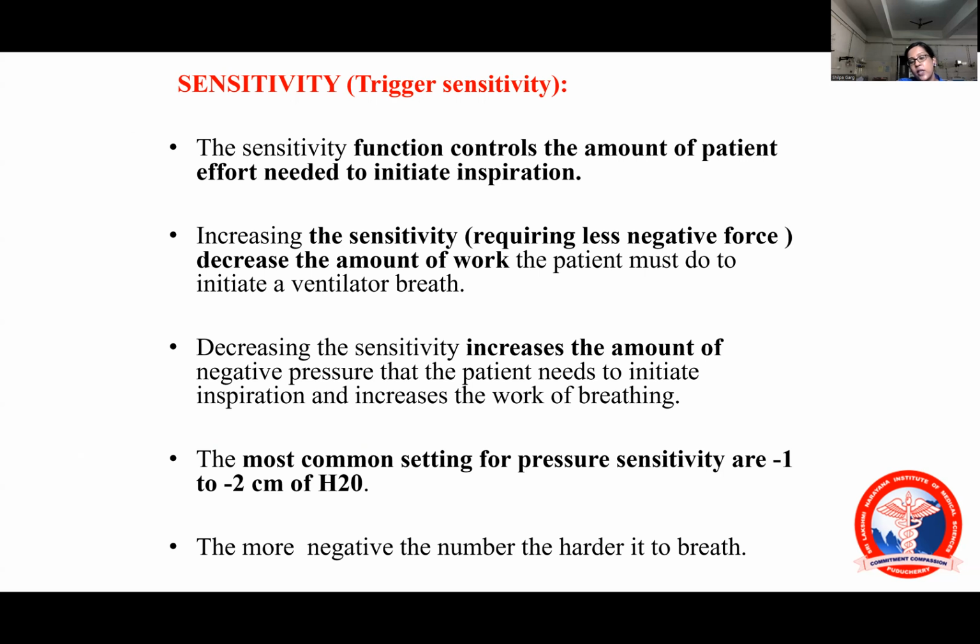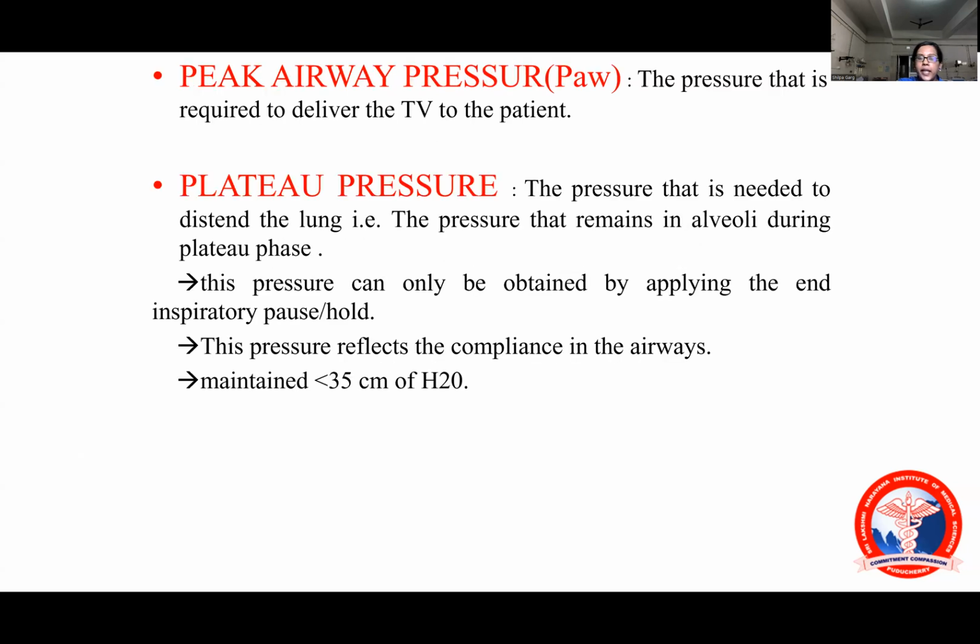If we decrease the sensitivity, then the patient has to put in more effort to generate a negative pressure to achieve the same amount of work, thereby resulting in increased work of breathing. So our goal is to increase the sensitivity. The most common setting is between -1 to -2 centimeters of water. Once the patient breathes to -1 or -2 centimeters of water, the inspiratory phase starts generating.